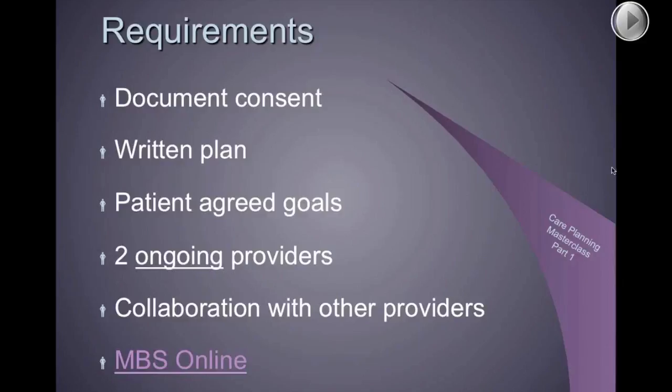We must have a written plan. The goals that we set must be agreed to by the patient. We need to have 2 ongoing providers. Important to realise here it's ongoing providers. If you were to send a patient to see an exercise physiologist for a one-off appointment, then that is not an ongoing provider, so they can't be a member. You can have them on your care plan, but they don't qualify as a member of your TCA. And important here also to remember that it's only one other doctor besides the GP for the TCA. The other important bit is that we have to collaborate with our other providers.